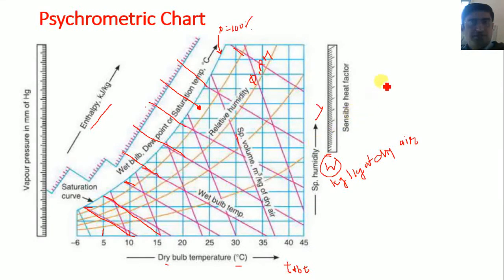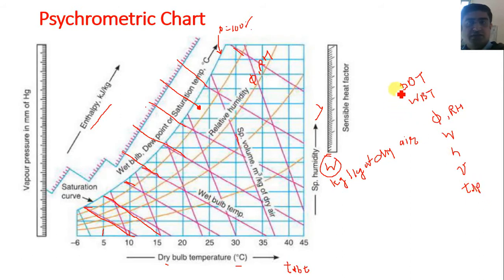So the application of this chart is that if you know any two quantities, suppose you have the value of dBT and WBT, that is, the dry bulb and the wet bulb temperatures, then you can easily find the value of phi, or RH. You can easily find the value of specific humidity W, the value of specific enthalpy H, the value of specific volume V, and you can also find the value of dew point temperature at this point.